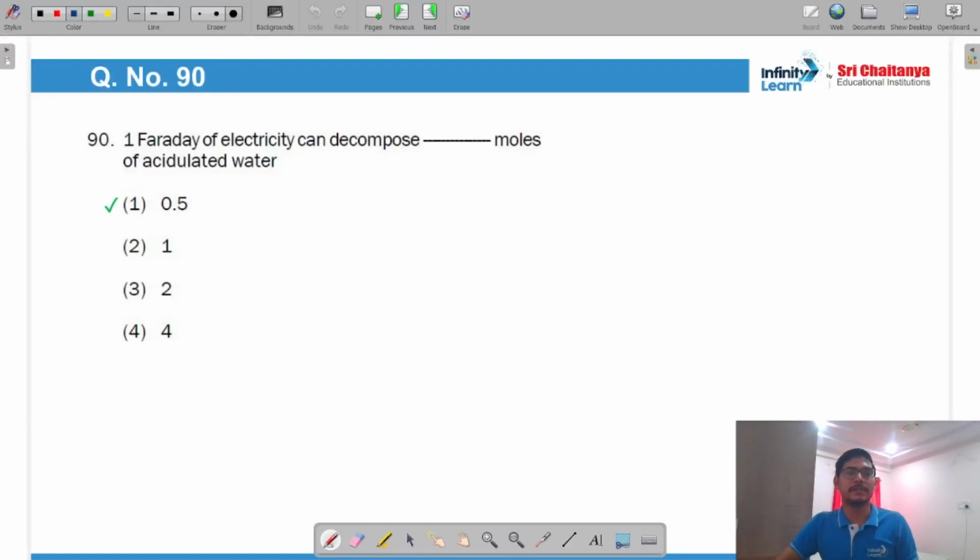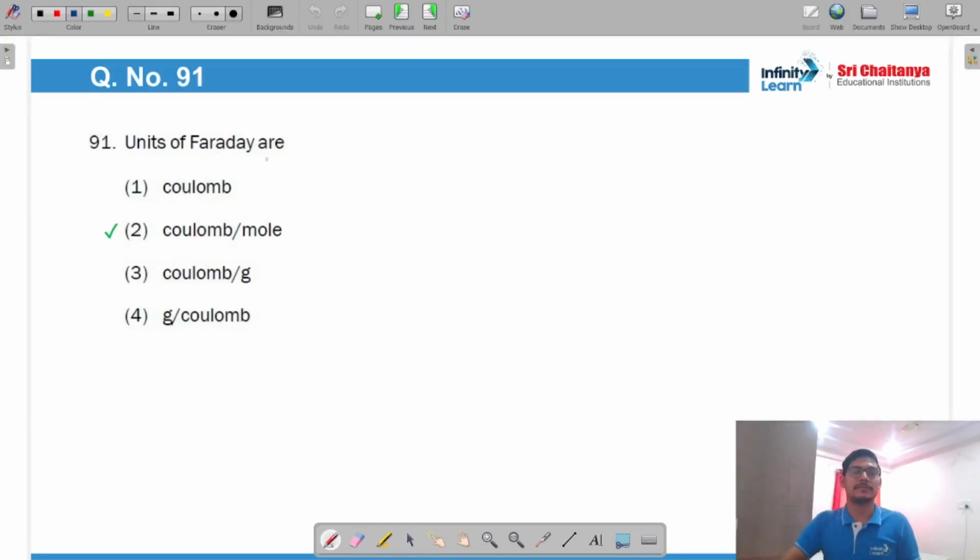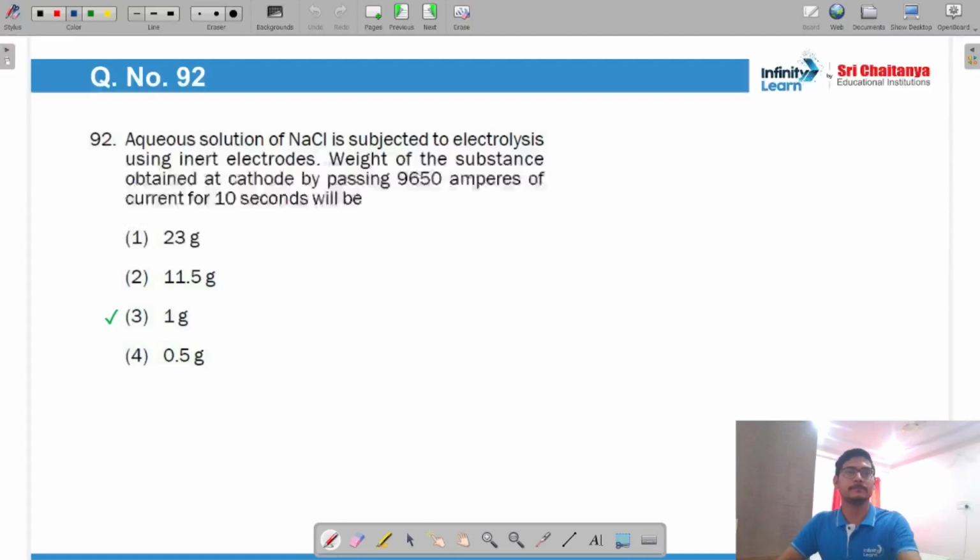1 Faraday of electricity can decompose, okay, for water, the decomposition electrolysis equation can be written like this: H2O gives H2 plus half O2. So you can see the n-factor of the reaction is 2. That is, it requires 2 Faraday of electricity per mole. So 1 Faraday will require half a mole, okay. The unit of Faraday is coulomb per mole, because it is the charge on 1 mole of electrons.